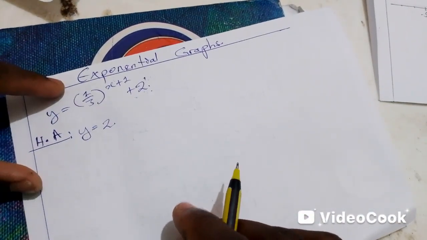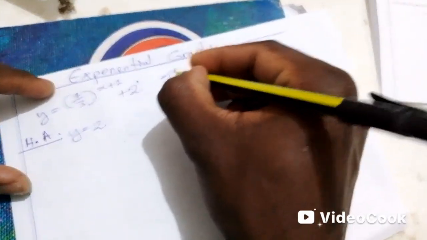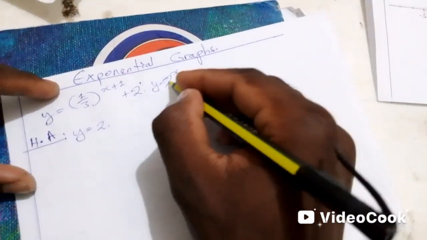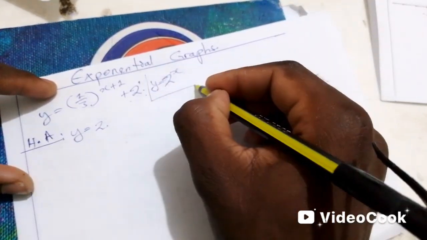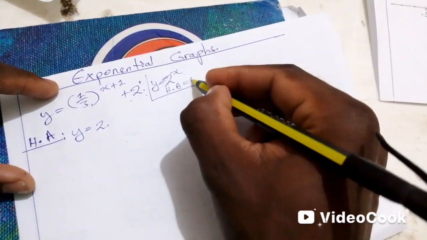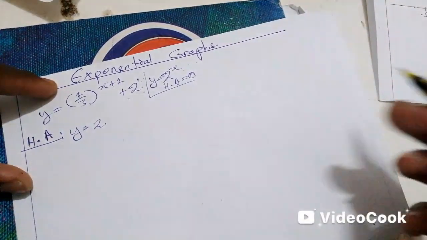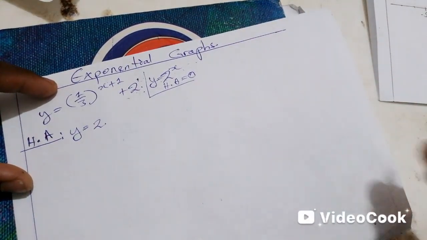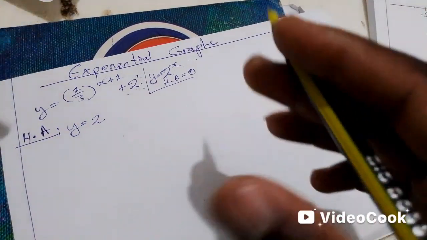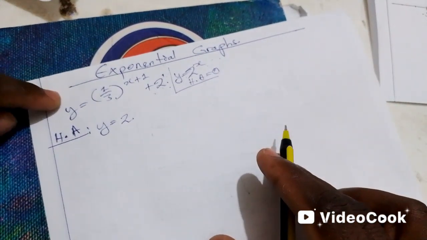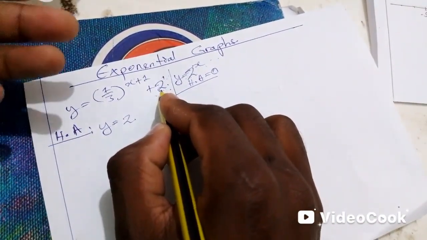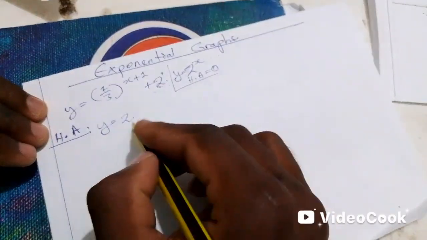If you have something like y is equal to 2 to the power x, please just say that the horizontal asymptote for this one is equal to 0, because there's no number in front or behind which has a definite power. So because of that, we say our horizontal asymptote is equal to 0. But for this one, since 2 is there and it has a definite power of 1, that's why we're treating it like that.